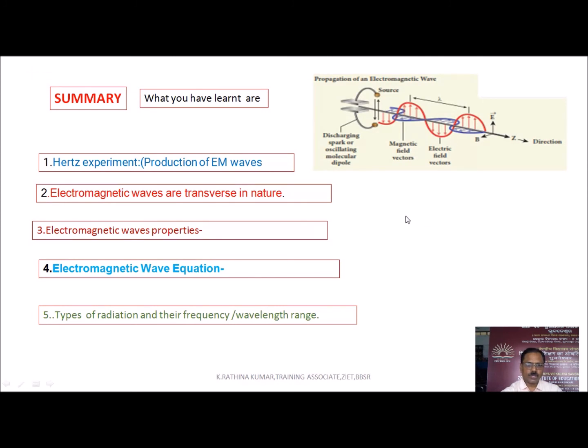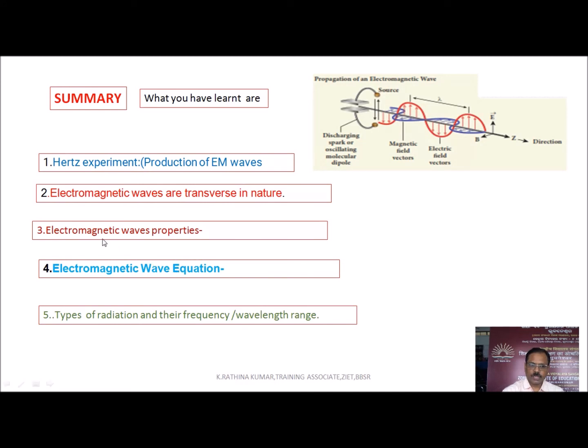Okay, now let us get into the summary. Let us recall what you have learned. The first one is the Hertz experiment. It gives the production of EM waves, that is, oscillating charge gives you the electromagnetic waves. And electromagnetic waves are transverse in nature. That means, according to this diagram, you can remember the electric field and magnetic field are both perpendicular to each other and to the direction of propagation of the wave. And here the source, which can produce the discharge of spark, an oscillating molecular dipole, produces the electromagnetic waves in the form of spark.